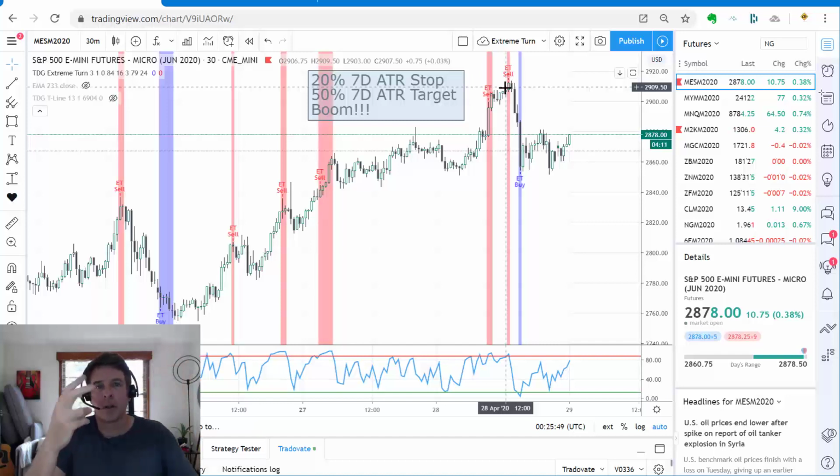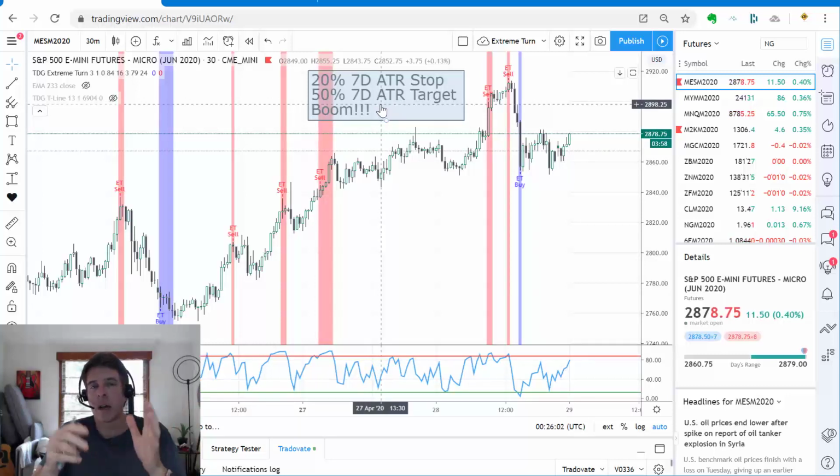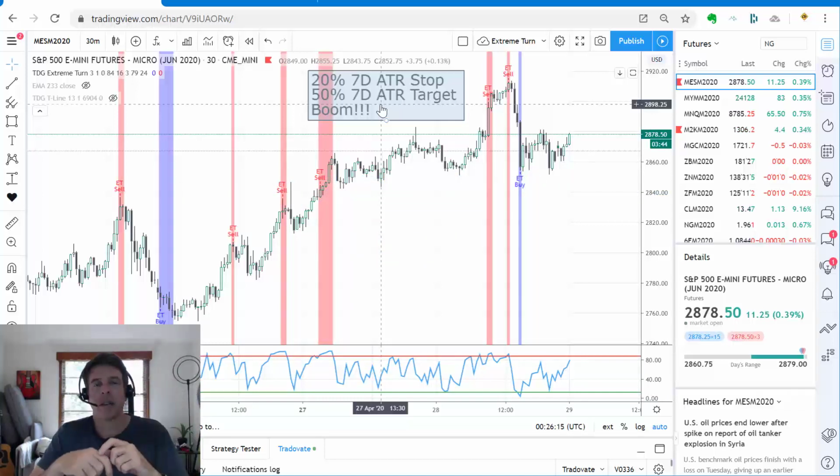So the entry was 2 contracts, and the way we approached managing that was using a 7-day ATR stop and a 7-day target. Now I won't pull up the 7-day ATR on this chart because this is a 30-minute chart, so the average true range for every 30-minute bar is going to be a lot less than it's going to be for the 7-day. The 7-day right now is around 94, but I'm going to run that up to 100. That means 100 points of daily range on average over the last 7 days in this particular instrument.